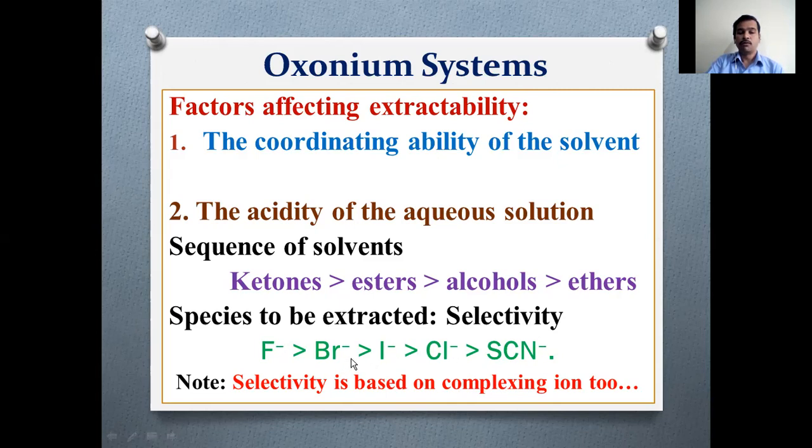Similarly, FeBr4 minus, FeI4 minus, and iron thiocyanate complex. When you have the group of molecules of iron thiocyanate and tetrachloroiron, tetrachloroiron will be extracted with more selectivity than iron thiocyanate complex. Therefore, the coordinating ability of the solvent, the acidity, and the complexing ion which is present in the metal complex is also very important in order to express the selectivity here.